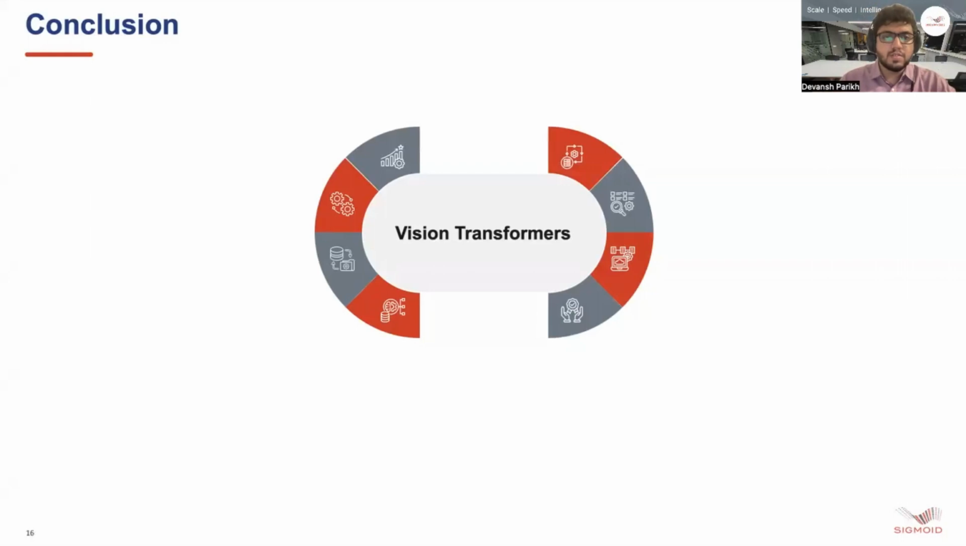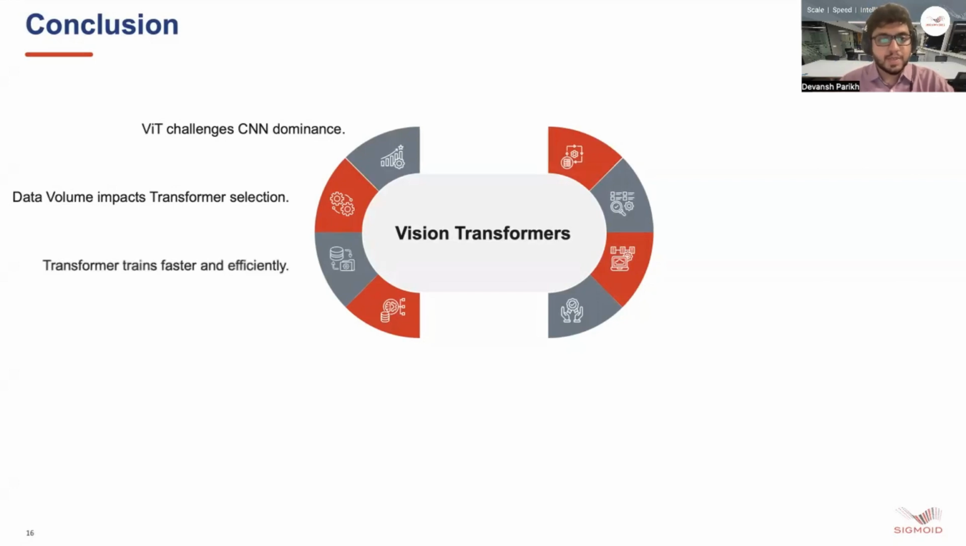So to conclude this video series, in the past couple of videos we have seen how ViTs performed really well on computer vision tasks and have challenged the dominance of CNNs, or convolutional neural networks, in this field. While that is true, the volume of training data definitely impacts the selection of the model, which is why it is always recommended to go with CNNs when you have smaller or medium-sized training data sets. That being said, transformers do train faster and much more efficiently than convolutional neural networks, which makes them the logical choice when we have a very limited training time window.